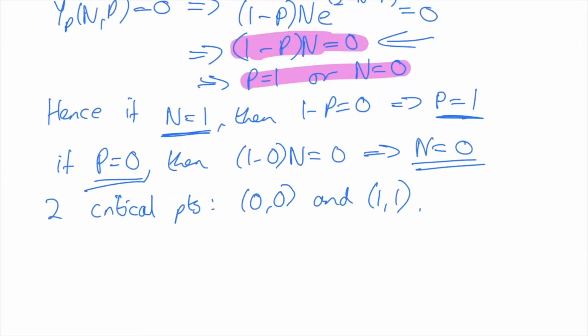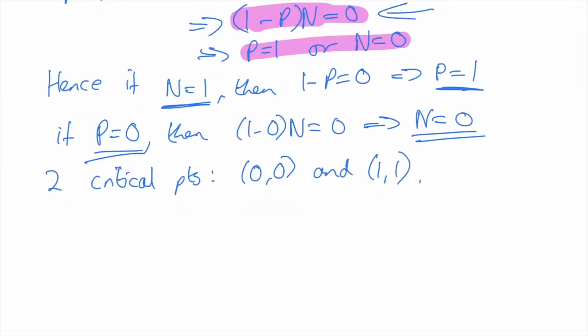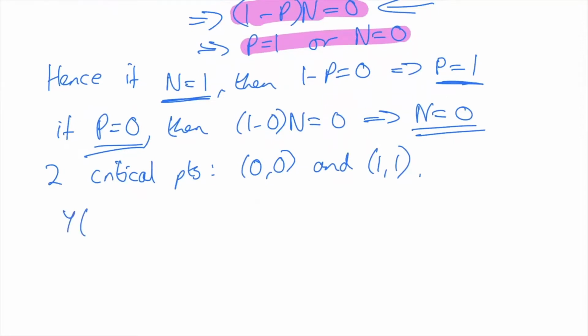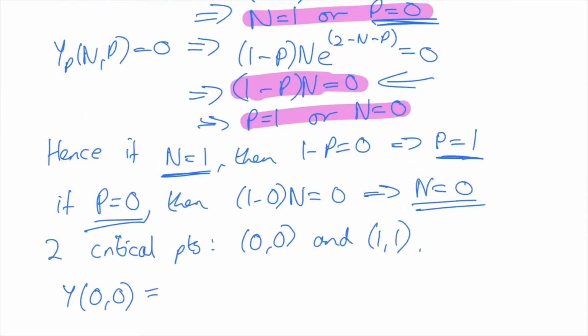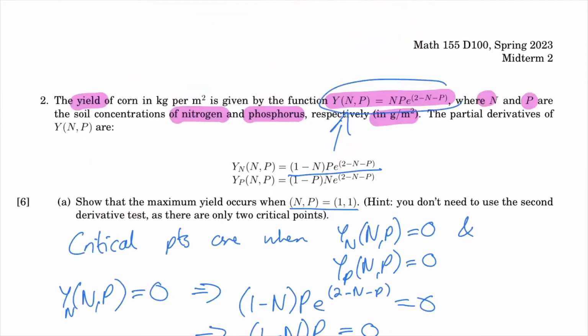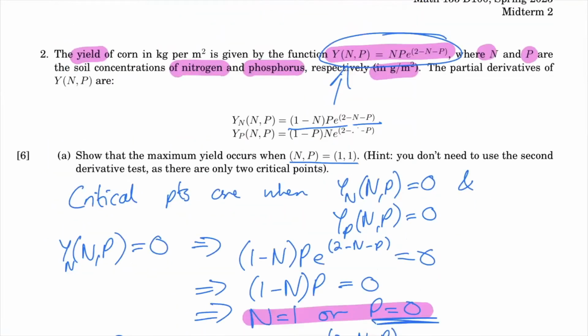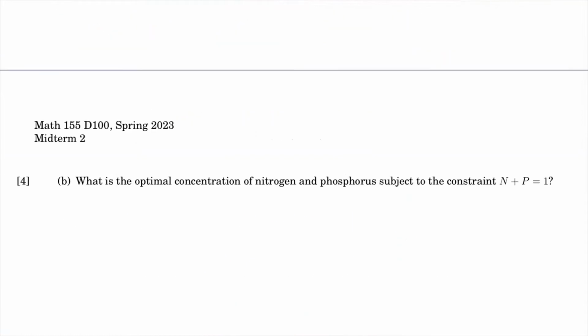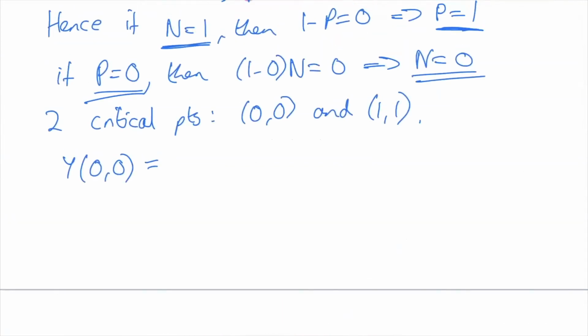So now that we've found our critical points, we just need to substitute these values of n and p back into my original yield equation. So let's consider what happens when n and p are both equal to 0. This is just substituting all the way back into this equation here. One of the mistakes that some people made was substituting the n and p's back into these equations here, into the partial derivatives. You needed to substitute them back into the equation for yield.